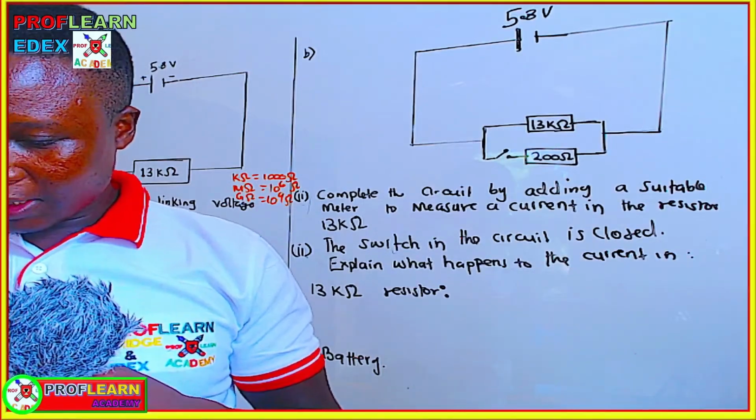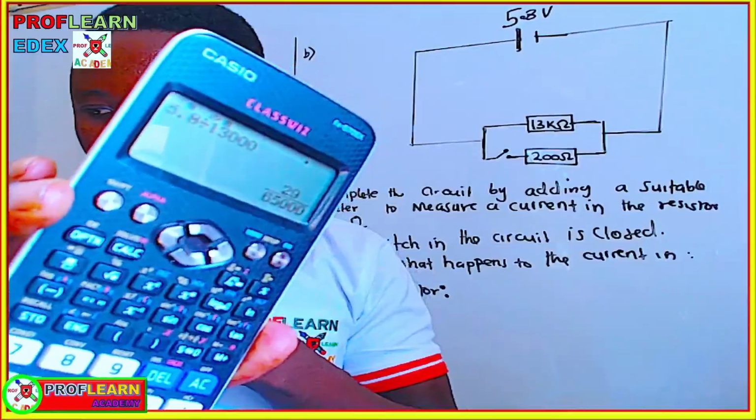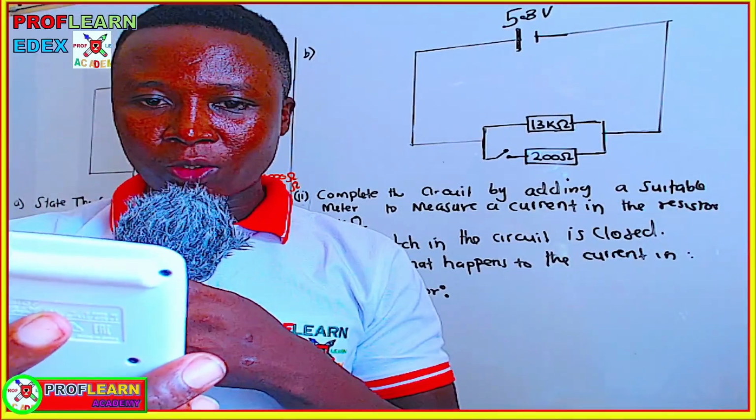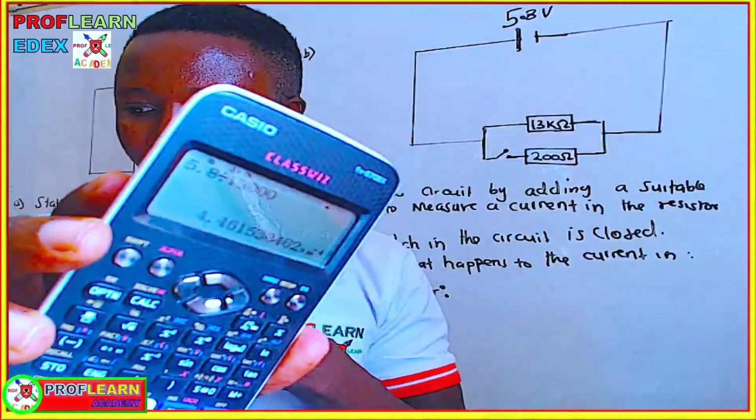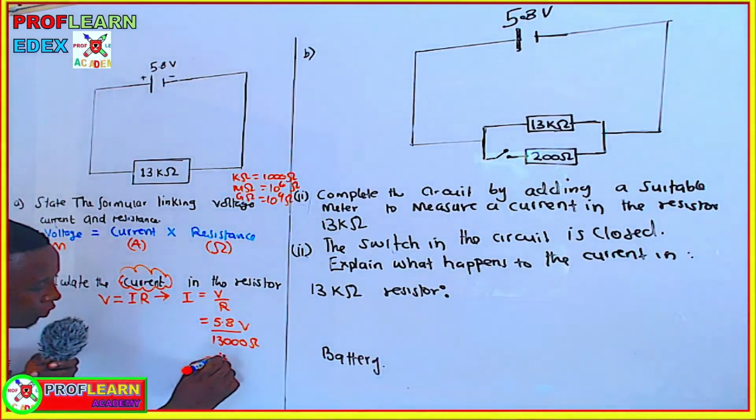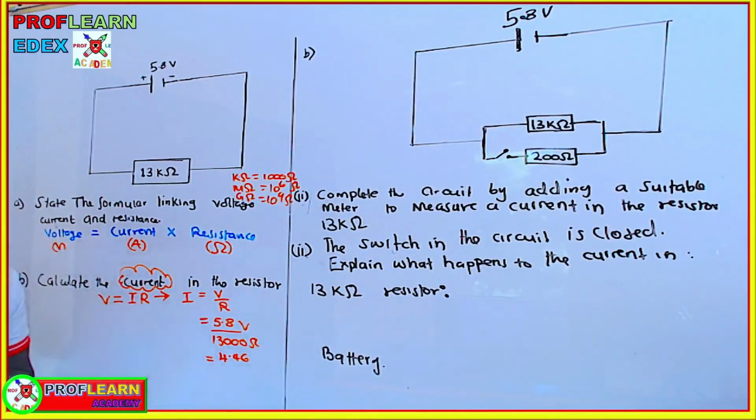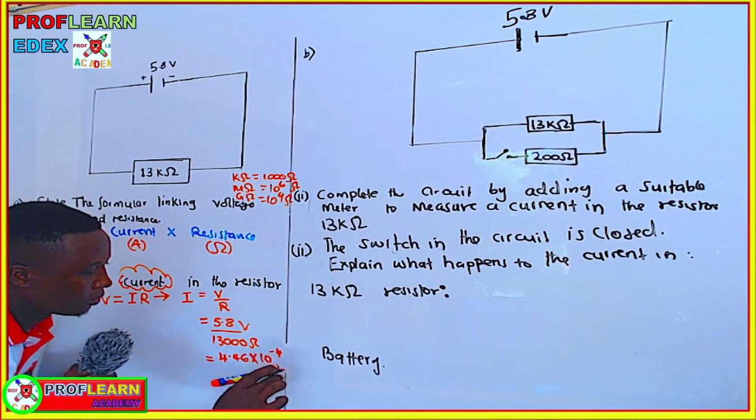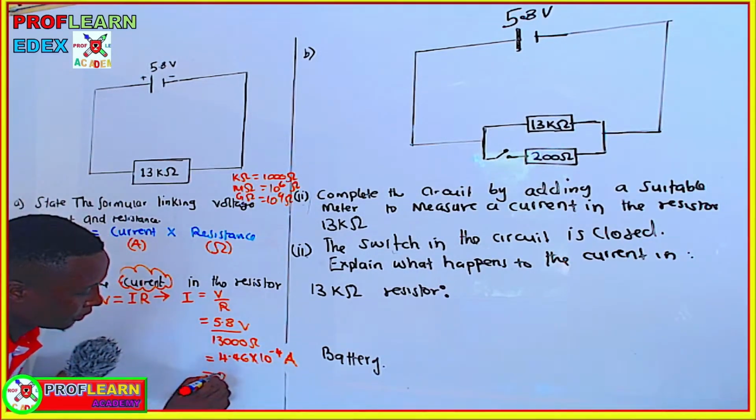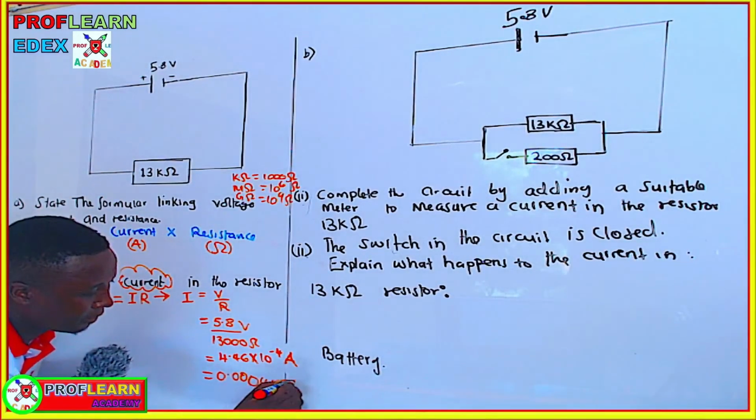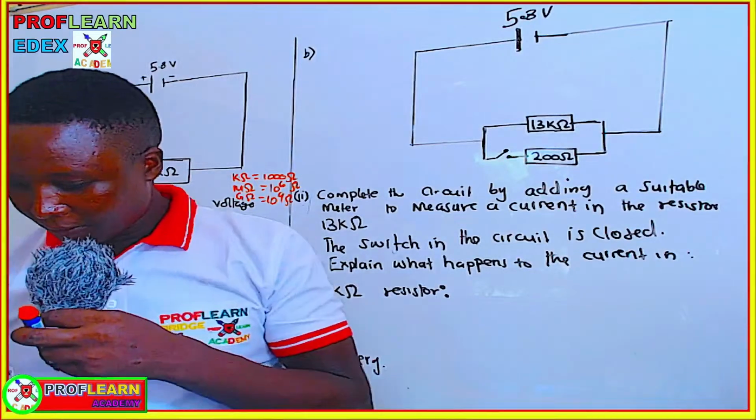If I just put that in the calculator, I'm finding my answer, so we can write it in decimals. This is going to be 0.00. We can even write it in standard form, which is going to be 4.46 times 10 raised to negative 4 amperes, which is approximately 0.000446 amperes. We can get it in that form.